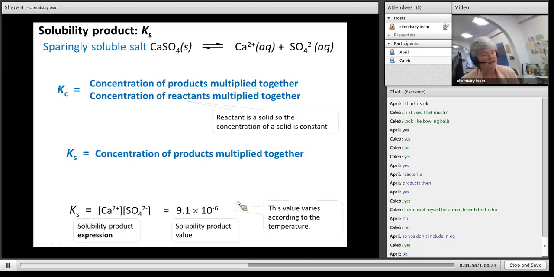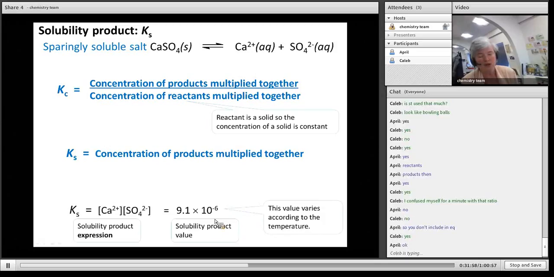And then the final thing is, for any equilibrium, it does depend on the temperature. If you change the temperature, you're going to change the position, because you're now adding energy into the system. Remember I said that whole thing about dissolving relates to energy. So if you're now adding more energy into the system, you're going to be changing how soluble something is.